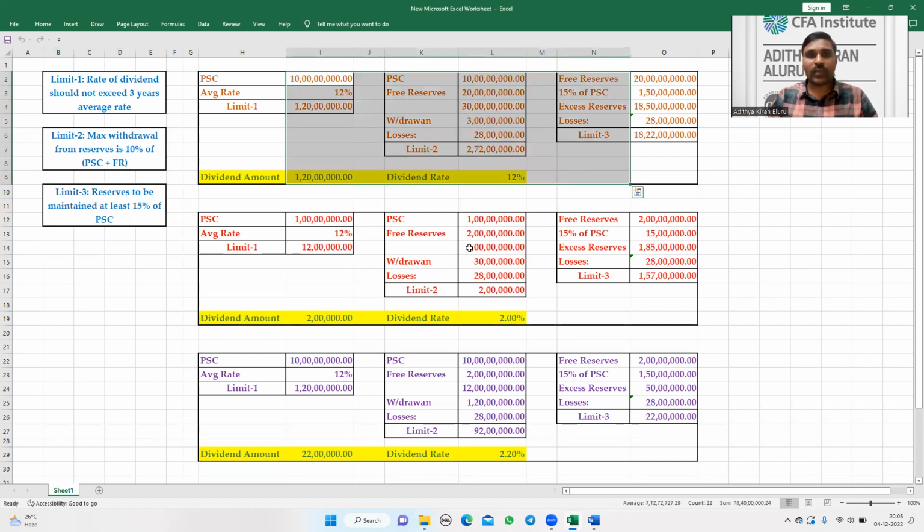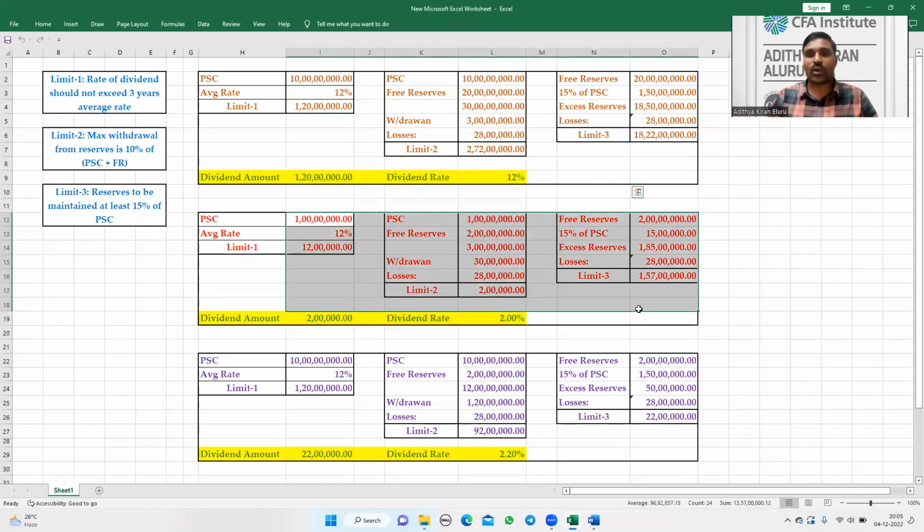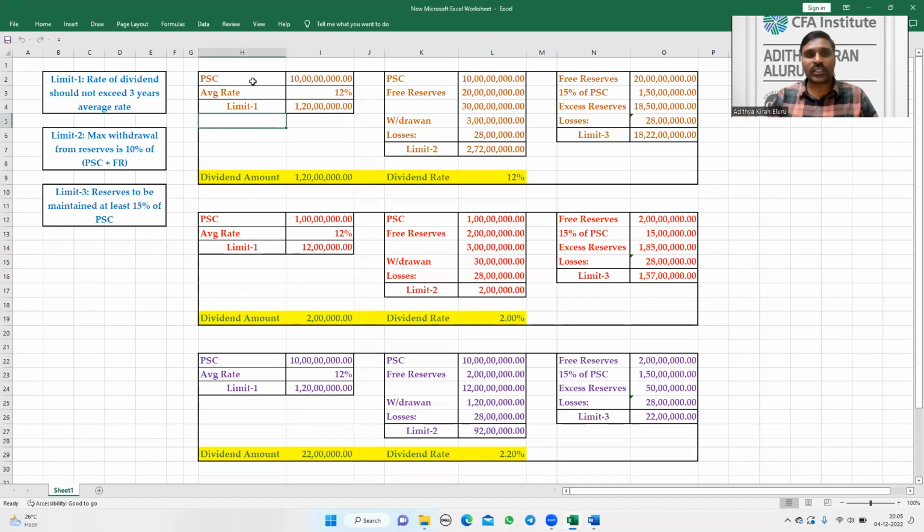So I have given three problems so that we can see whichever is lower, we have to apply. First, look at the first problem. Paid up share capital is how much? Total 10 crores. Last 3 years average rate is 12%. Therefore, if you apply the average rate of 12%, it becomes 1 crore 20 lakhs. As per limit 1, they can pay dividend of up to 1 crore 20 lakhs, because that is the 3 years average rate, not more than that.